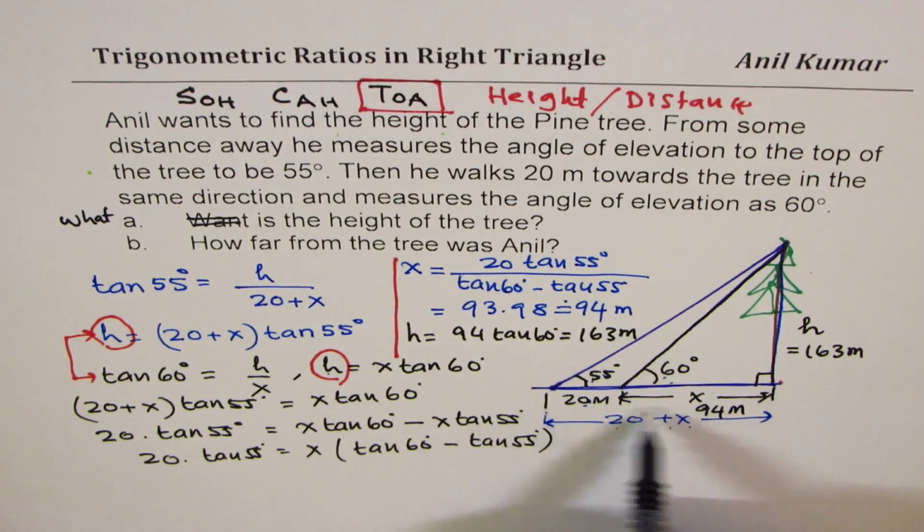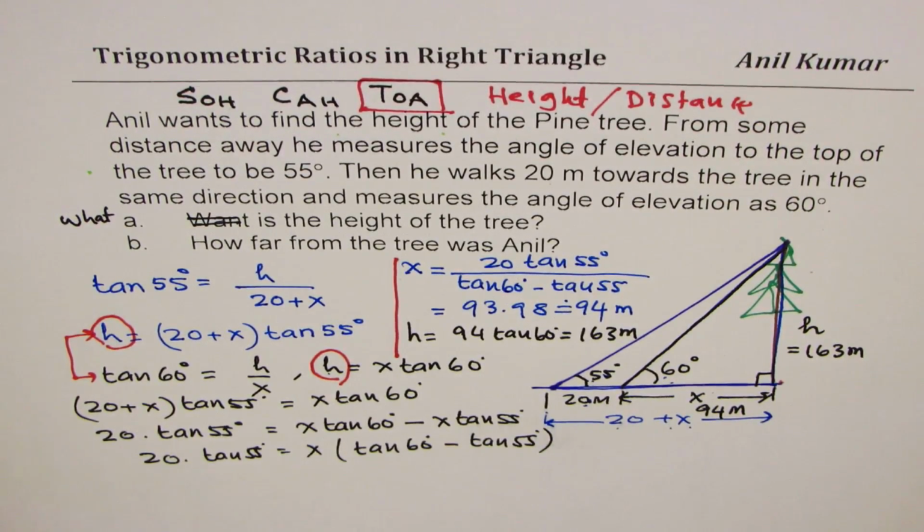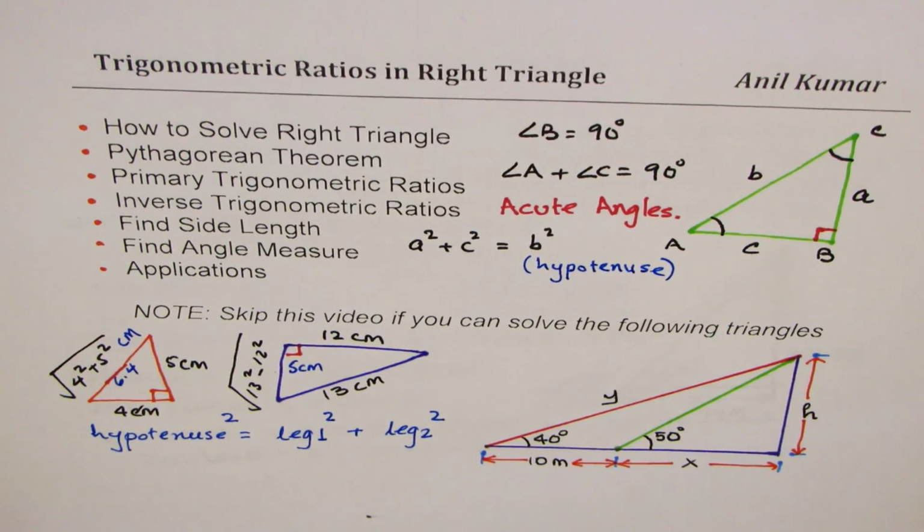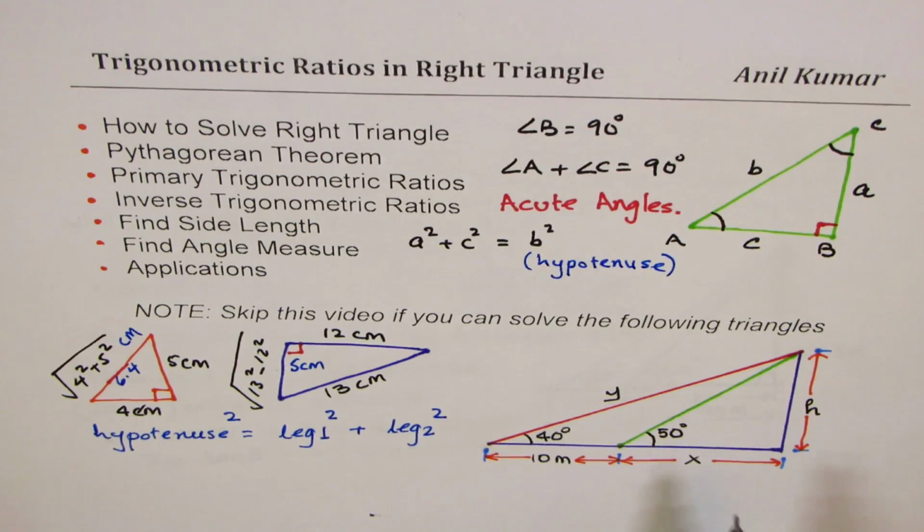So the farthest will be 94 plus 20. Okay. So I hope with this you understand how we could apply the trigonometric ratios to simplify or solve the triangles, correct? So let's get back to our first page where we had a question. So if you look at this question here, it is exactly the same as what we did just now. Is it okay? It is exactly the same as what we did.